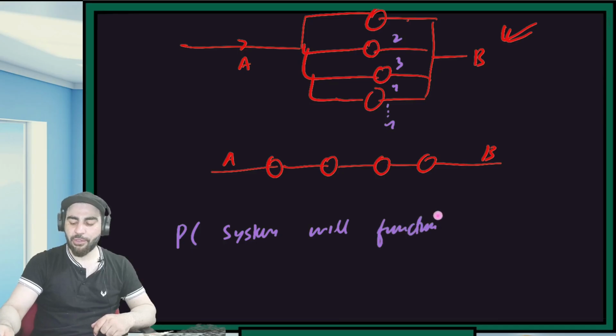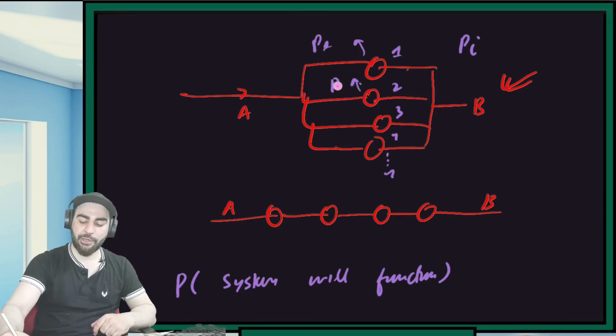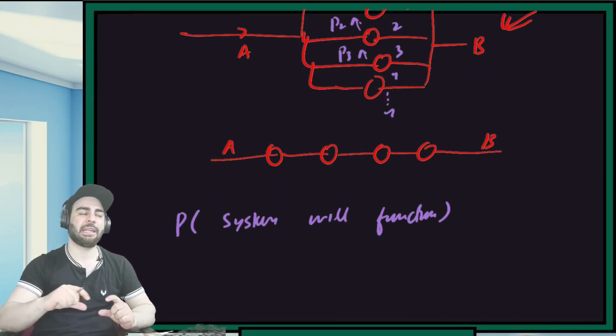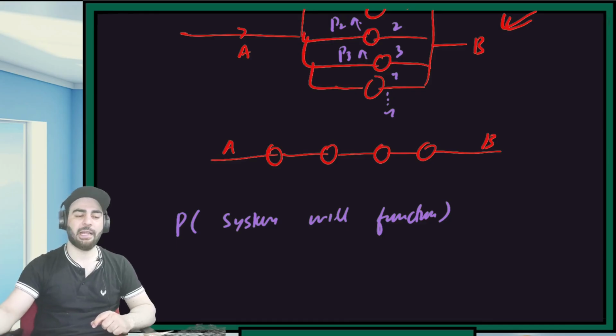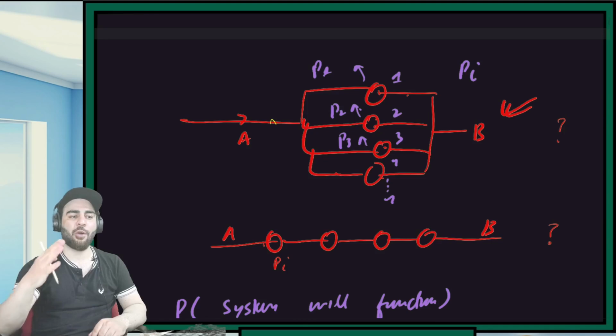You are given the probability of each component. Let's suppose the first component works with probability p1, the second component works with probability p2, the third component works with probability p3, and the nth component works with probability pn. If you are given these probabilities, and the system is in parallel, that means if one component works, the whole system works. So what is the probability that this system will work? The question asked was, if we have a system with n components, and the n components are in parallel.